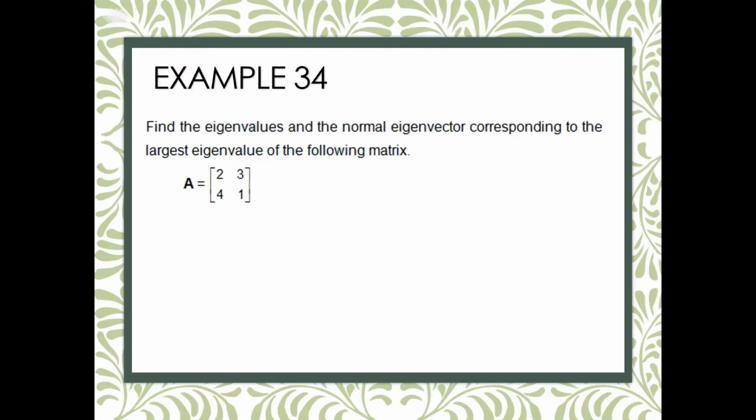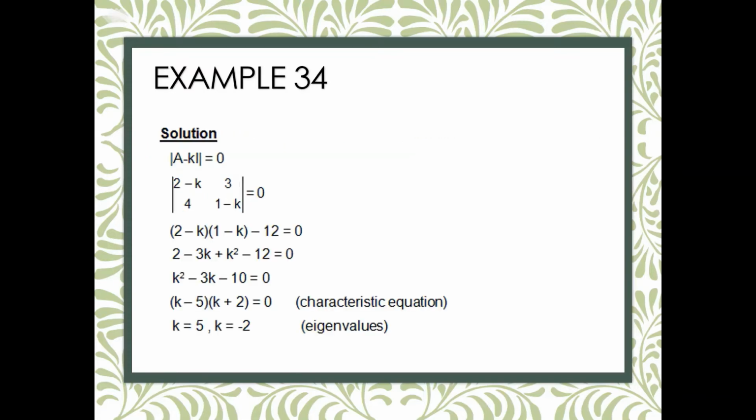Refer to example 34. You need to find the eigenvalues and the normal eigenvector corresponding to the largest eigenvalue of the following square matrix of order 2. As the square matrix is of order 2, you should obtain two eigenvalues. To find the eigenvalues, assume that the determinant of A - kI equals 0.